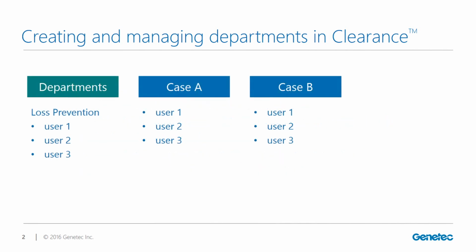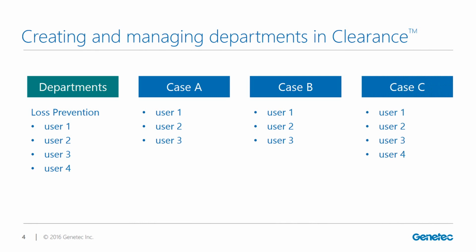For example, let's say we have a loss prevention department configured and assigned to Case A and Case B. If we assign a new user to the loss prevention department, we will not see this user in the list of users for Case A and Case B. If we create a new case, Case C, and assign the loss prevention department to it, we'll see the new user included as part of the users and groups in that department.